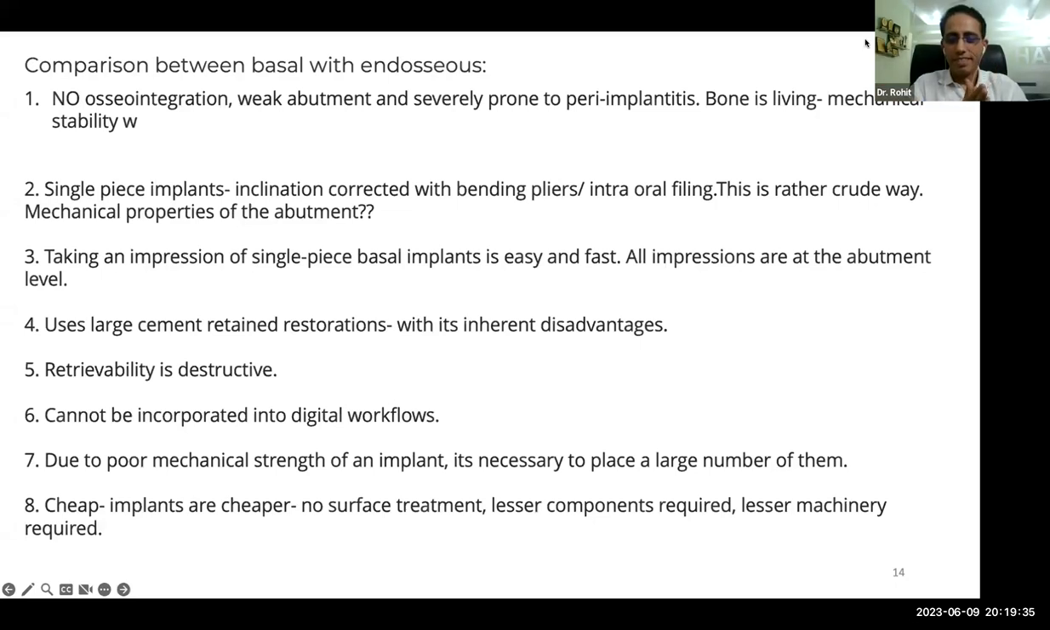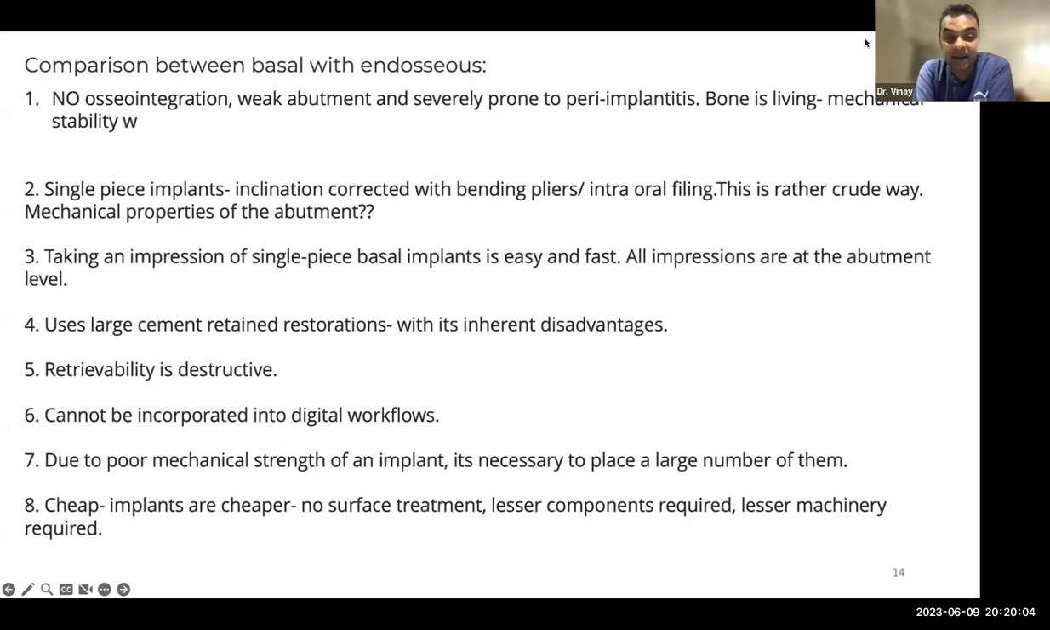Taking an impression of a single piece basal implant is easy and fast, and that's why it's attractive for someone. You don't need all that skill. You don't need all that extra paraphernalia. And all impressions are at the abutment level. And we know that for a complex full arch reconstruction, we ideally need impressions at the implant level for getting a good emergence profile. We don't need impressions at the abutment level. Rather, we need it at the implant level.